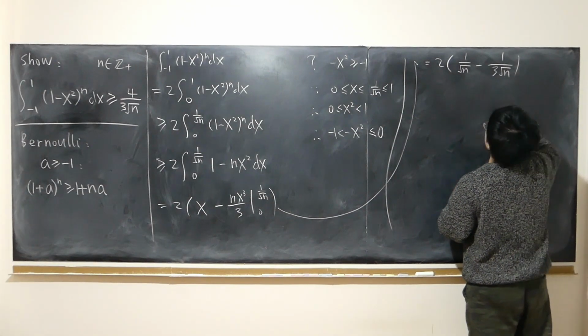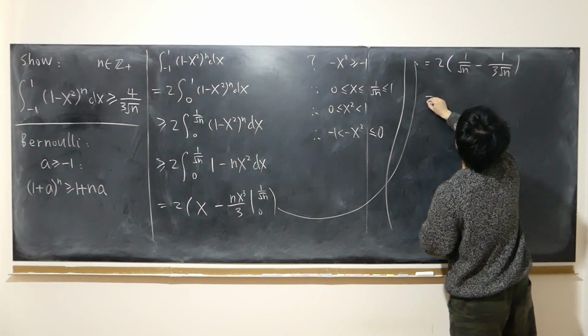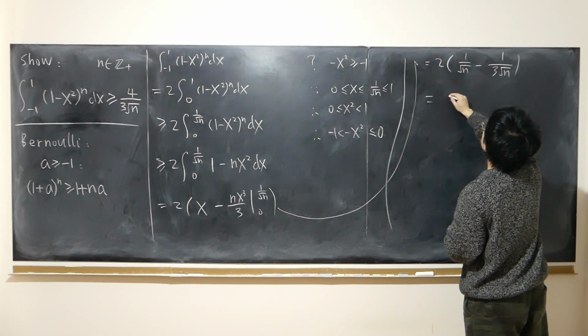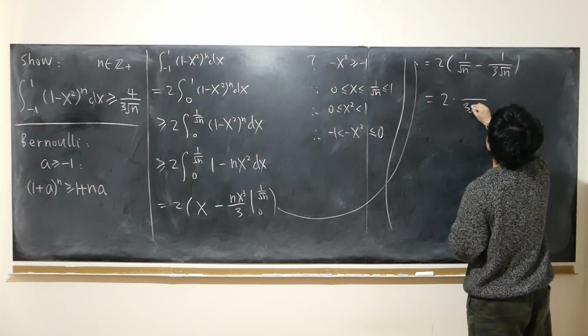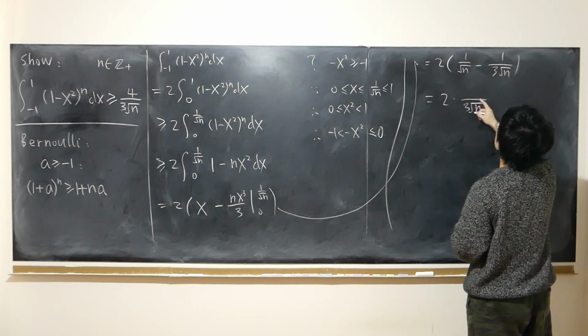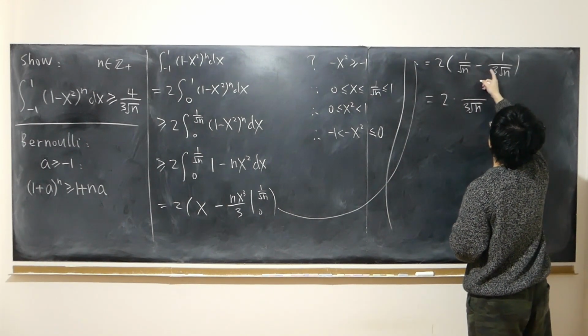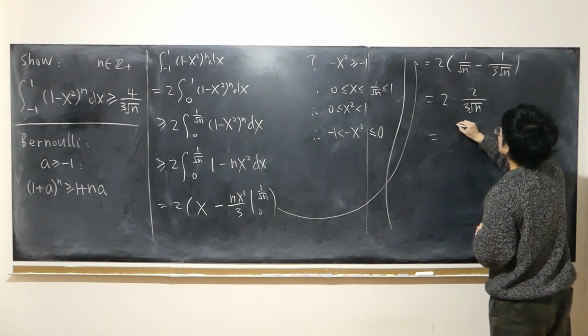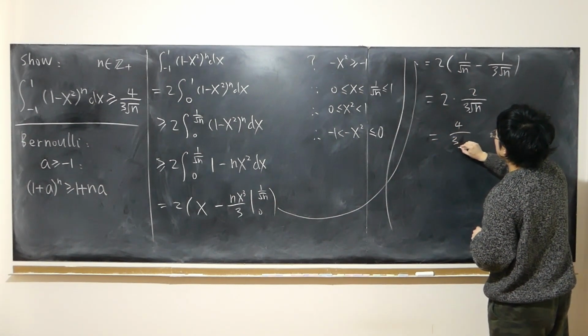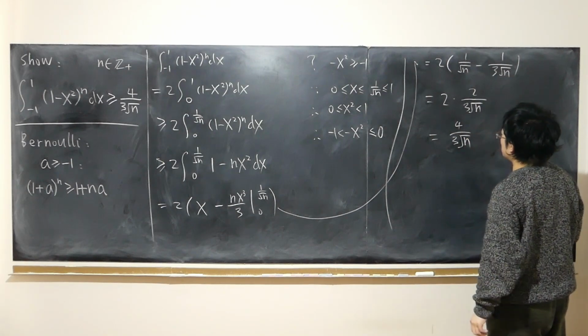So in the end, we have this. That is equal to twice times the common denominator, 3 times square root of n, multiplied by 3, 3 minus 1, that is 2. Eventually we have 4 over 3 square root of n.